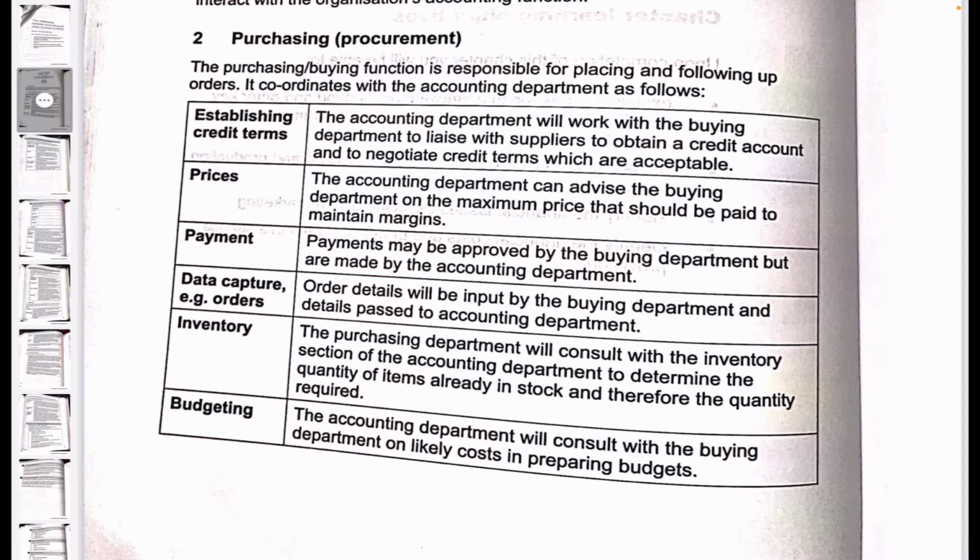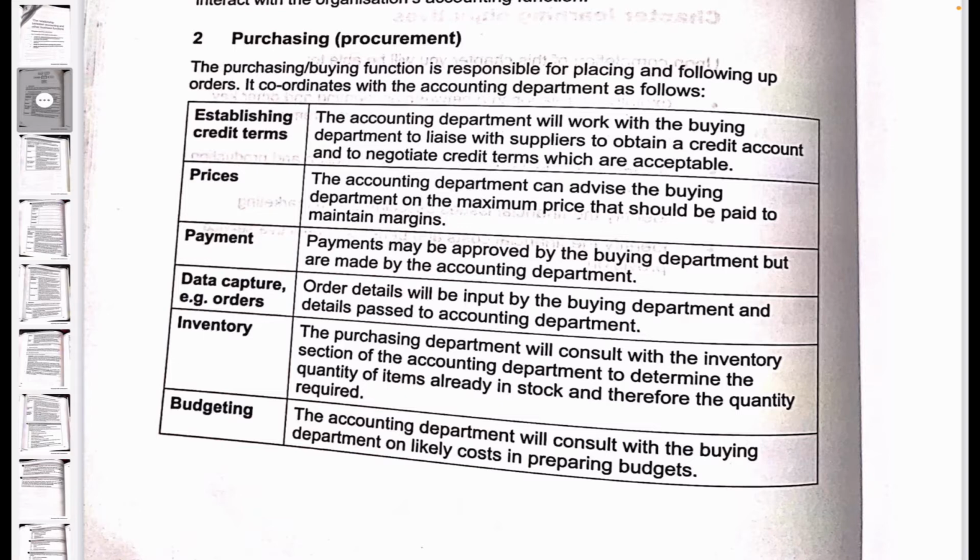And then prices. The accounting department can advise the buying department on the maximum price that should be paid to maintain the margins. So the accounts department helps the buying department with how much money they have and how much price they should negotiate with the suppliers, and they talk about the price of whatever they are buying.